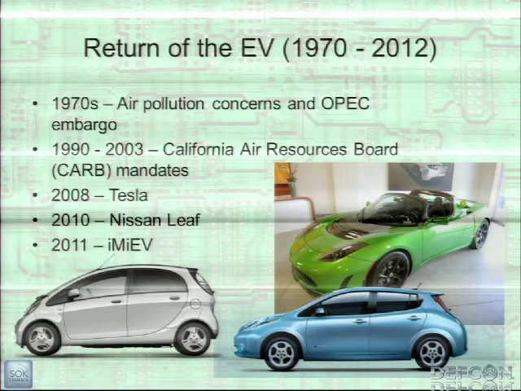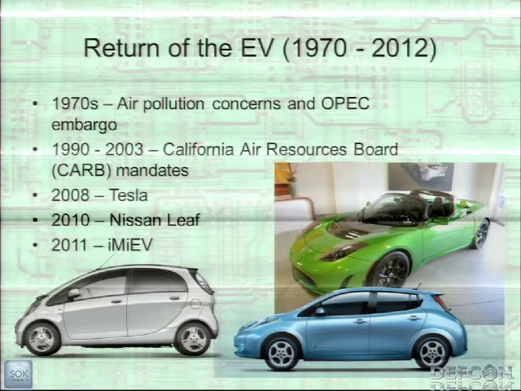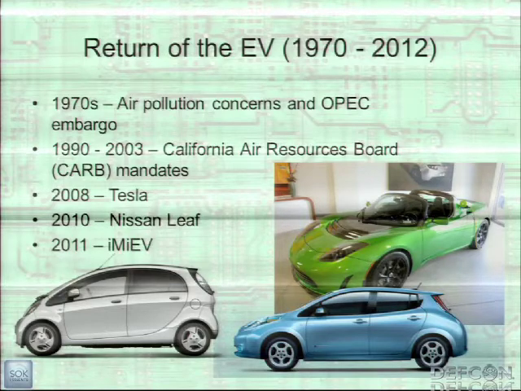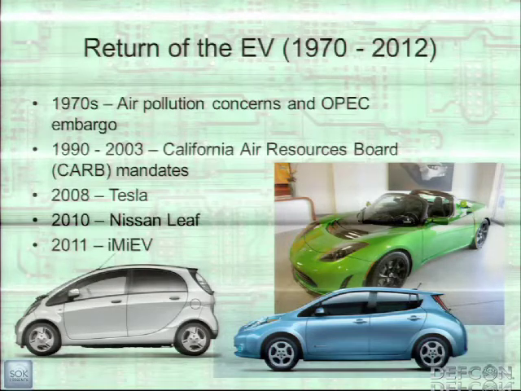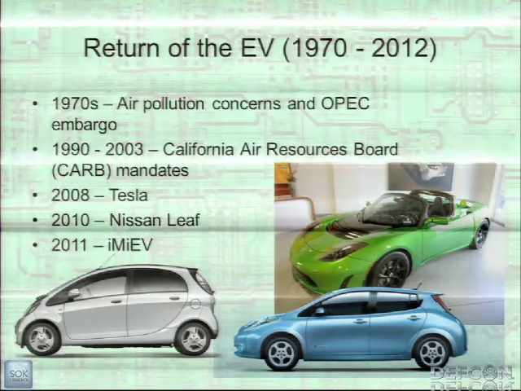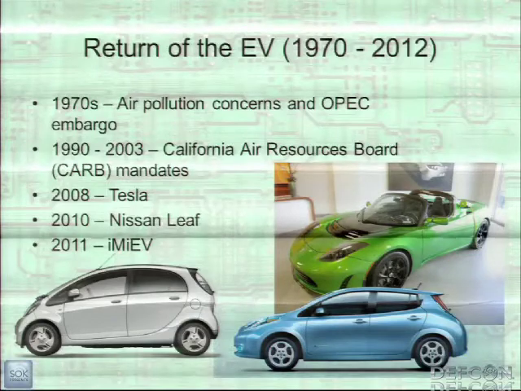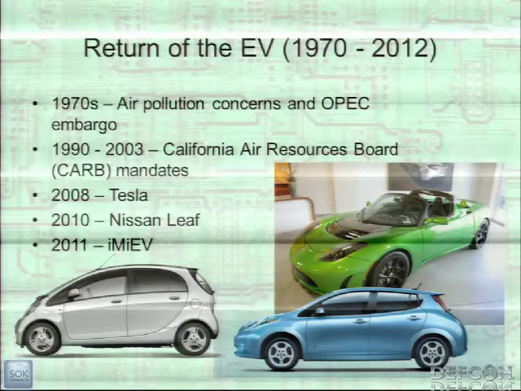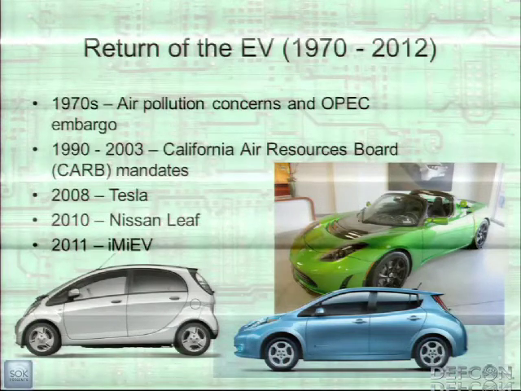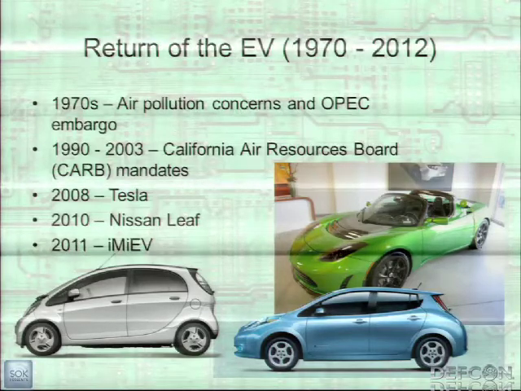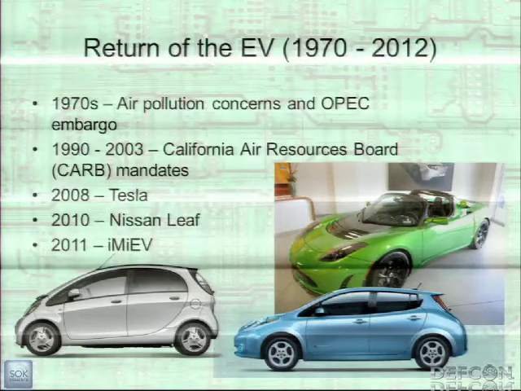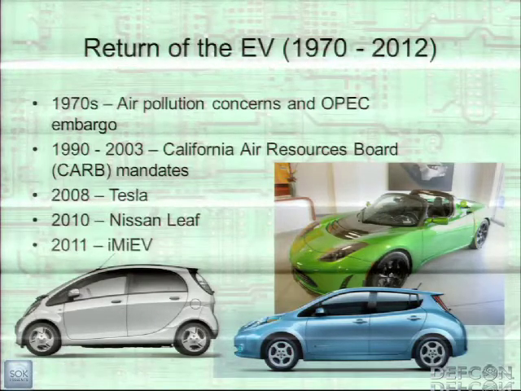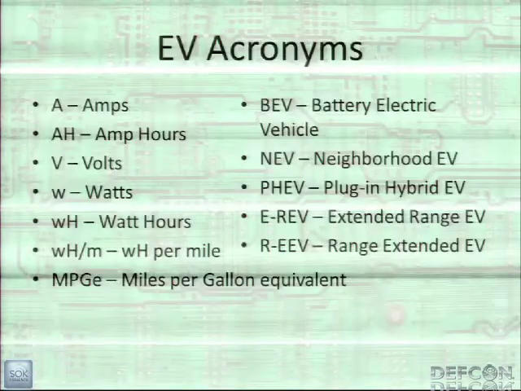So there have been a few events in history that have caused EVs to have surges. There was an OPEC oil embargo that made all the manufacturers start making cars. And then also in California, whenever they pass CARB mandates, that gets people interested also. And then recently we have the Tesla and Nissan Leaf and the i-MiEV and a few others that are hitting the market now. Primarily this is because of advances in smartphone batteries. They've really driven the battery technology so that it really makes an electric car feasible.